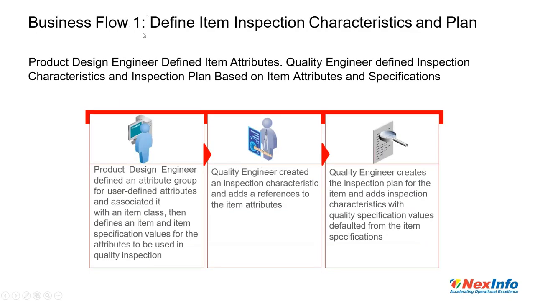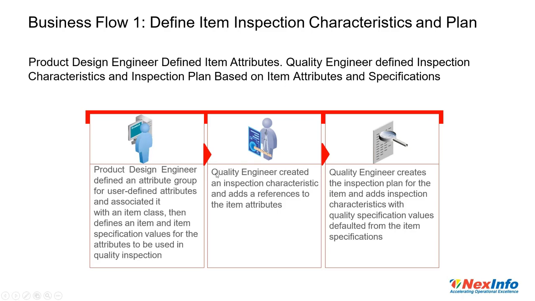So the business flow, the first one is very critical, where you define the inspection characteristics and the plans. The product design engineer defines an attribute group for user-defined attributes and associates that with item class, and then the item and the item specification values for the attributes to be used in inspection. Basically, what it's saying is the product engineering team specified the item attributes on which the inspection characteristics are based, and then they specified their minimum, maximum, and target levels of the attributes while performing the inspection.